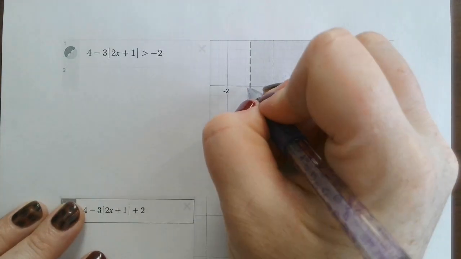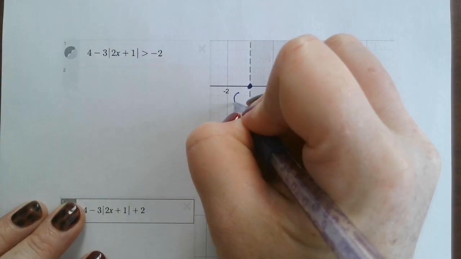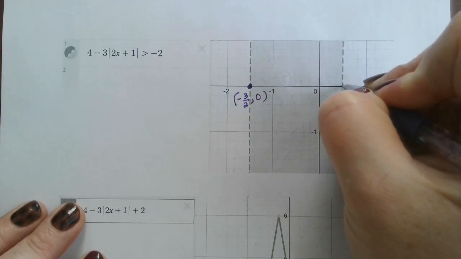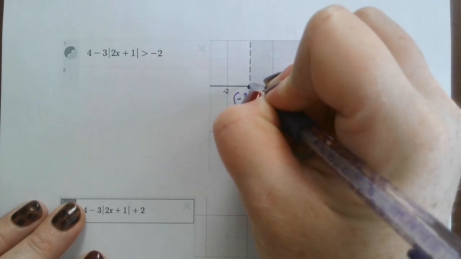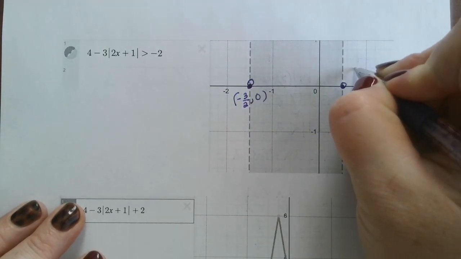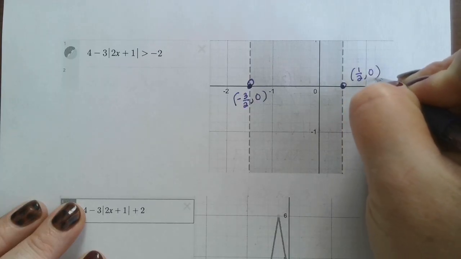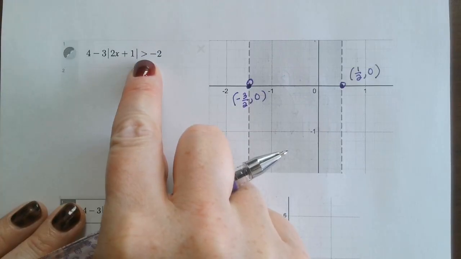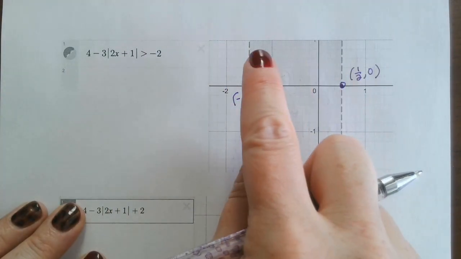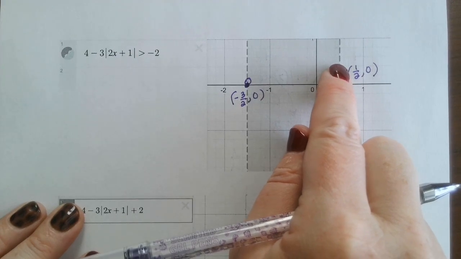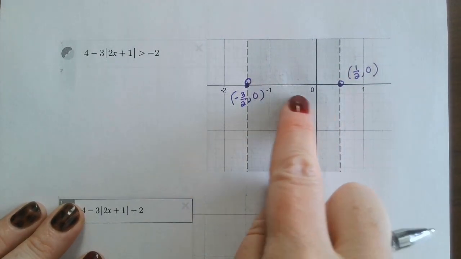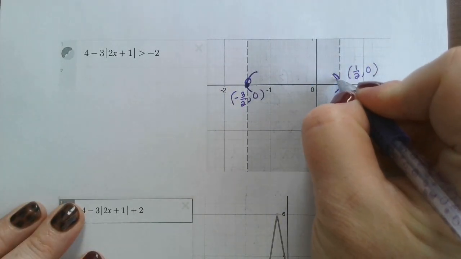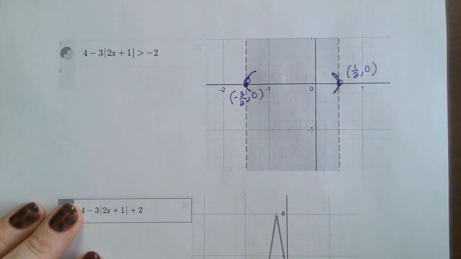But we do know that this is in fact -3/2, 0, and that this is in fact, oops, I should have open circles here because they're dashed lines, 1/2, 0. Again, I noticed the dashed lines because it's greater than, not equal to, so the lines are excluded. And I see that I am shaded in between here, which tells me, I'll put parentheses here, that my x values have to be in between these two values.